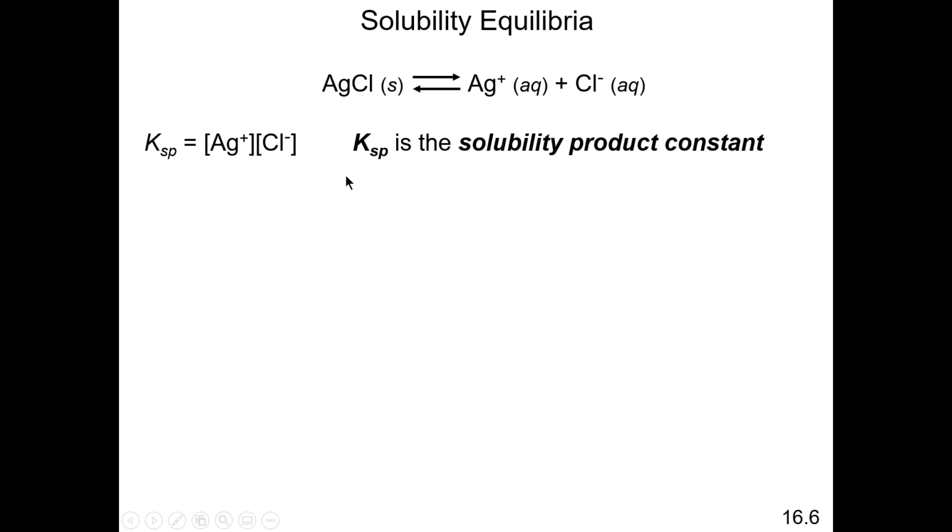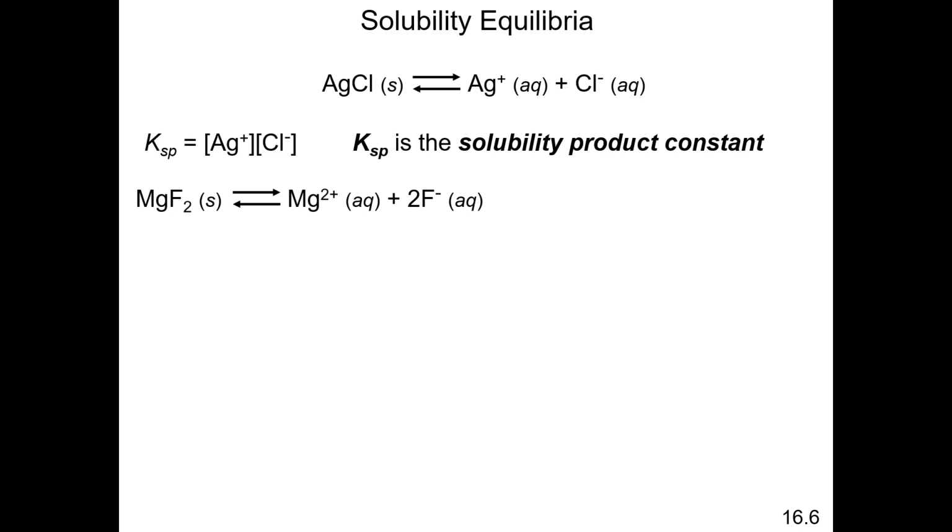Now, the name given to the Ksp in this particular situation is called the solubility product constant, all right? And this is the constant that exists for compounds like silver chloride, as I said before, that are very sparingly soluble in water, all right?